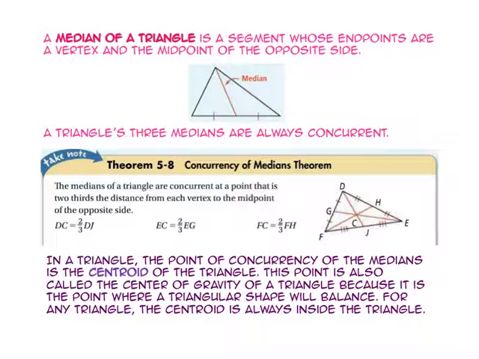In a triangle, the point of concurrency of the medians is called the centroid of the triangle. This point is also called the center of gravity of a triangle because it is the point where a triangular shape will balance. For any triangle, the centroid is always inside the triangle.